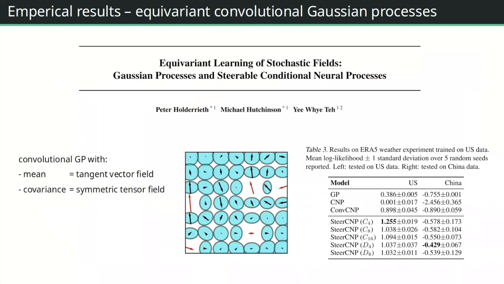Another example from the literature: these guys designed a convolutional Gaussian process. They used our library to build a probabilistic model, and they wanted to design a probability distribution over vector fields. They use the standard Gaussian process assumption that you have Gaussian distributions. Then you have a mean, which is the tangent vector field, which you can predict with our library. And you also have a covariance field, the uncertainty for each vector prediction, which is a symmetric tensor field, which again corresponds to a certain combination of irreducible fields. They just use our library to predict these fields, interpret them as a probability distribution, and they find that equivariance helps again.